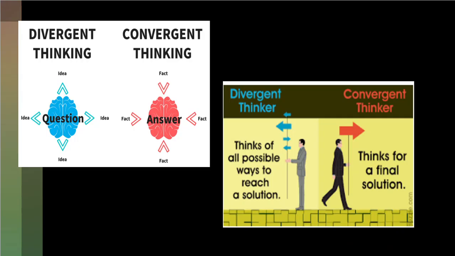This is another comparison figure showing the comparison between divergent thinking and convergent thinking. A divergent thinker would think of all possible ways to reach a solution, but a convergent thinker thinks for a final solution.